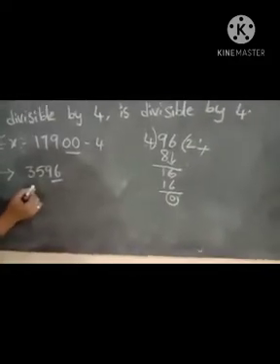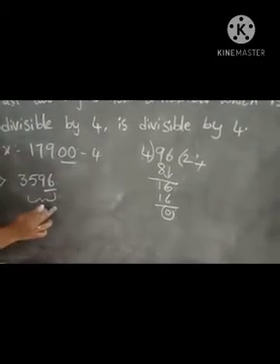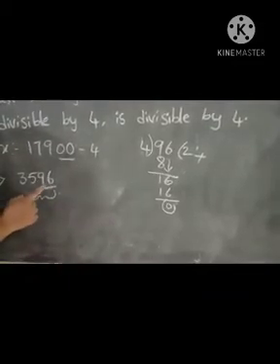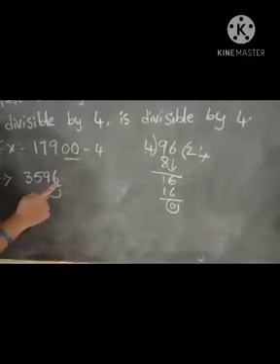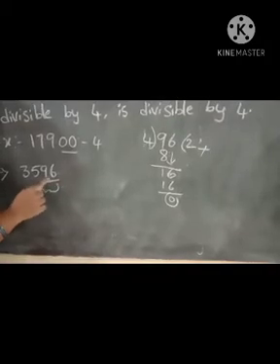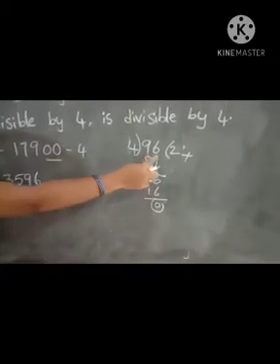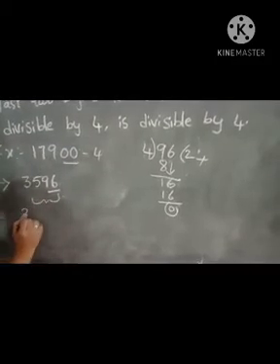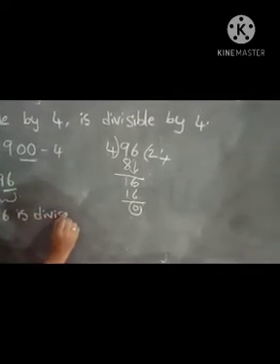So here see this number, 3596. The total number is also divisible by 4. Why? Because again we have to check. See here children, what are the last two digits here? 9, 6. Last two digits are 96. In 4 table we have to check the last two digits. What is the remainder? Remainder 0 means the number is divisible by 4. That's why here the total number 3596 is divisible by 4.